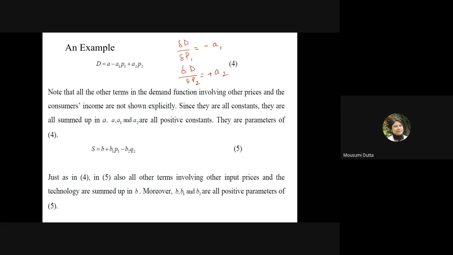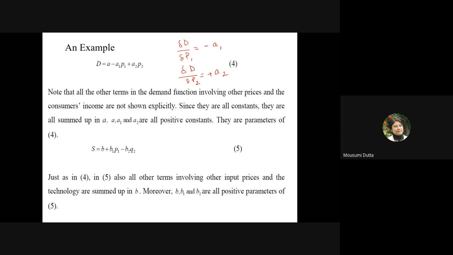Are the commodities substitutes? Are they complementary? Are they not related to each other? Ma'am, as del D by del P2 is positive, if P2 increases, then D will also increase. The increment in D will be positive. Therefore, the goods will be substitutes, because goods are substitutes in nature.